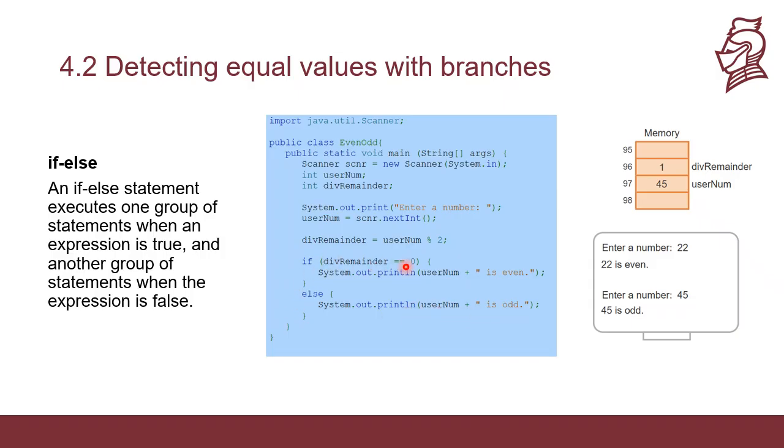So if divRemainder equals 0, if this evaluates to true, we do what's in the first set of curly braces. And then if it's not true, if it's false, we do what's in the second set of curly braces. So it's very explicit. Instead of just jumping past what's in the first set and executing the remaining code, we specifically execute the code inside the else statement and then proceed with the rest of the code.